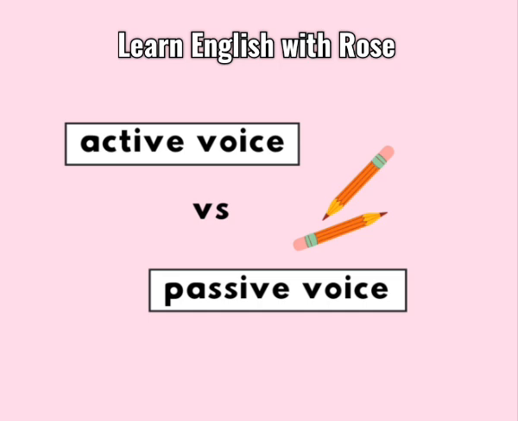A sentence is written in passive voice when the subject of the sentence has an action done to it by someone or something else. Example: the dog was being washed by the girl. Now we might understand active and passive.